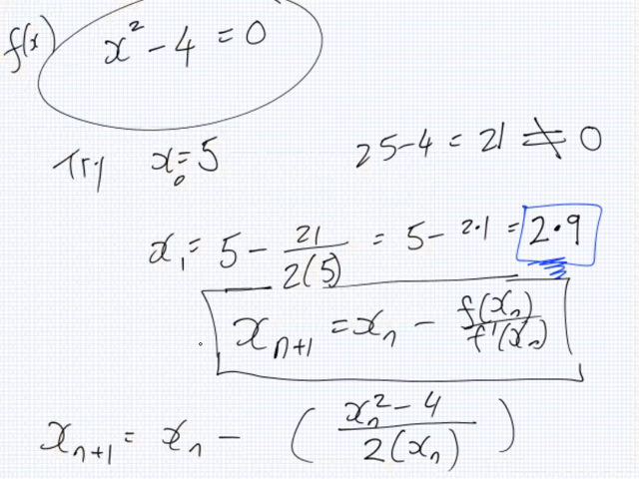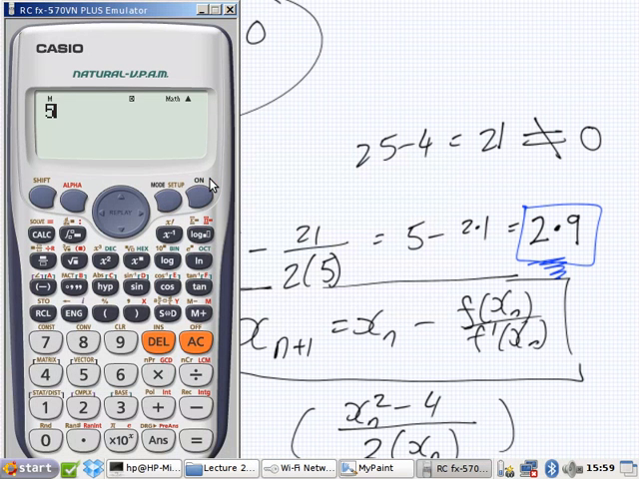So what you do is you put in the value you want to start at. So we'll say we started at 5. So I hit 5, enter. Now what happens if I press A and S? What number do I have? 5. Okay, good. So if I type in 5 minus fraction 5 squared minus 4 over 2 times 5, I should get 2.9.